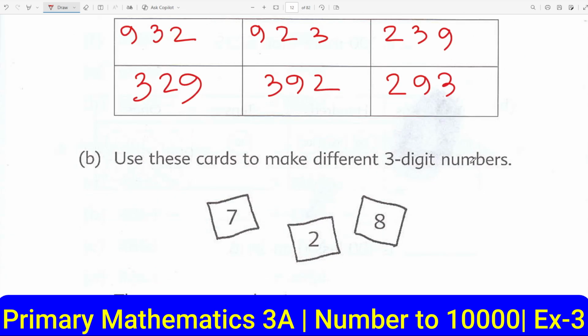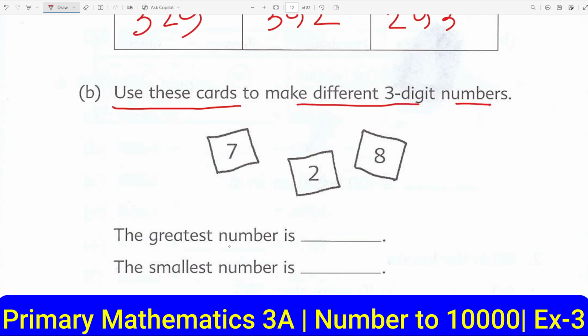Number 5B. Use these cards to make different 3-digit numbers. The greatest number is what and the smallest number is what? For the greatest number, the leftmost digit should be high, so it means 7, next 8, next 2. And for the smallest one, the first digit should be smaller, so it's a 2, then 7, then 8.